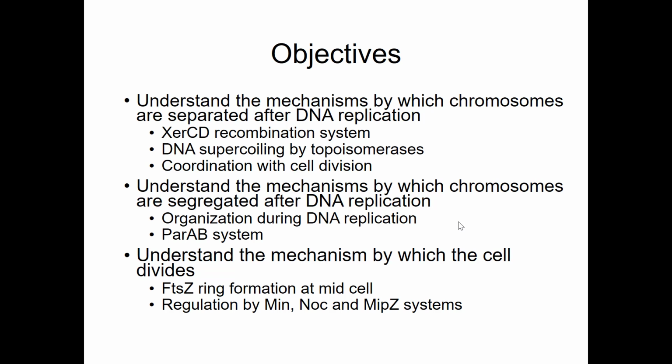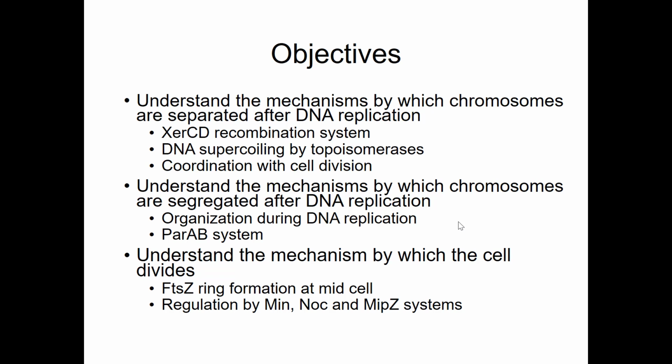After this lecture, you should also understand the mechanisms by which chromosomes are segregated after DNA replication. So we talked a little bit about how the DNA is positioned within the cell and how it's organized during cell division, with the origins moving out towards the poles of the cells and the terminus staying in the middle. And we also talked about the ParAB system, which is an active segregation mechanism that pushes the two chromosomes away from each other and towards the poles of the cells.